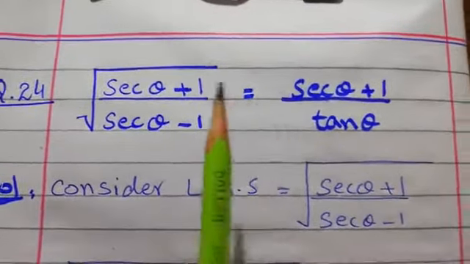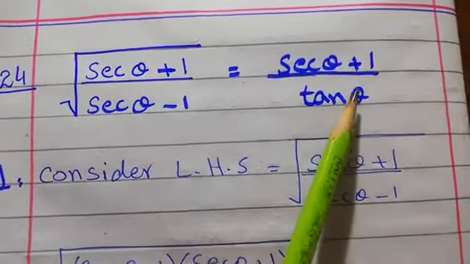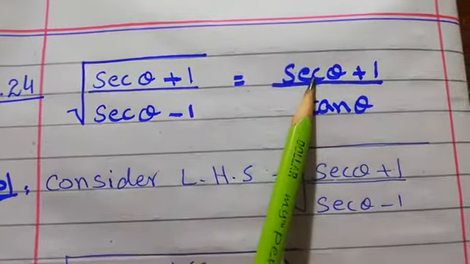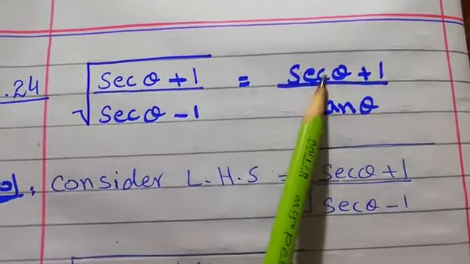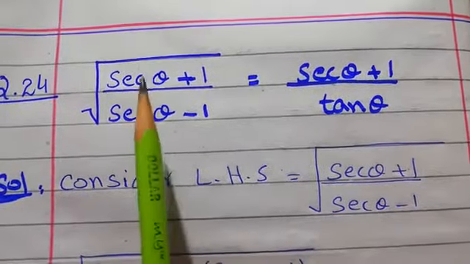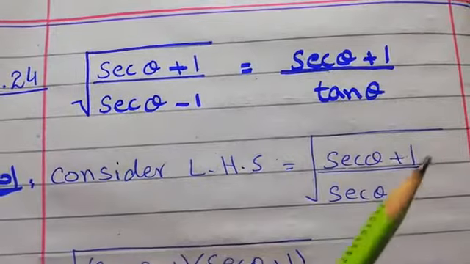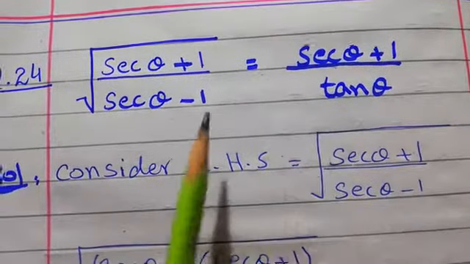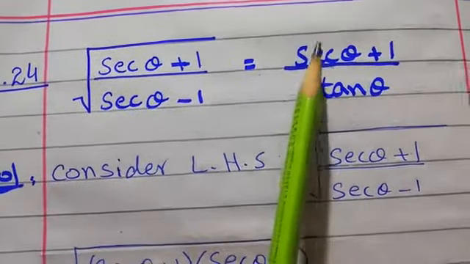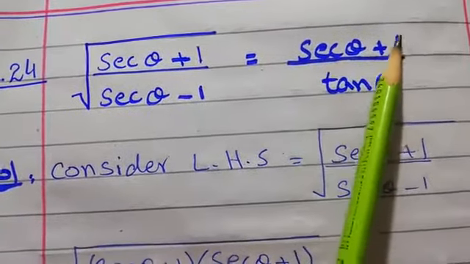My dear students, first of all, we will consider the left hand side because it is very difficult to prove this from the right hand side. Look at the right hand side. Dear students, you can observe that in our left hand side, this is secant theta plus 1 divided by secant theta minus 1. But according to the right hand side, both numerators of the left hand side and the right hand side are equal, but without any square root.